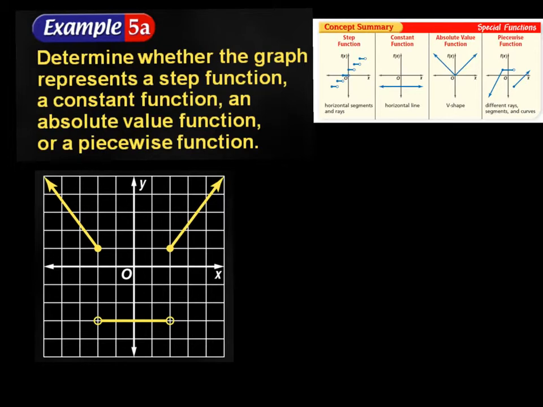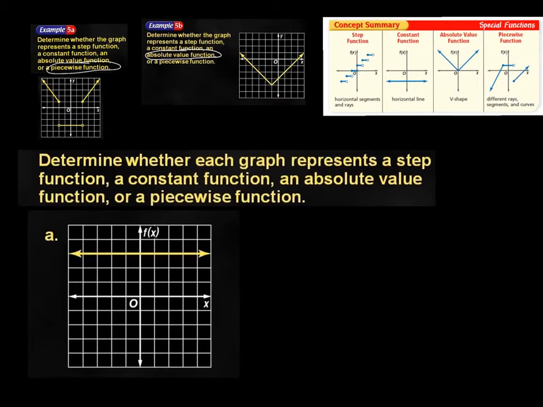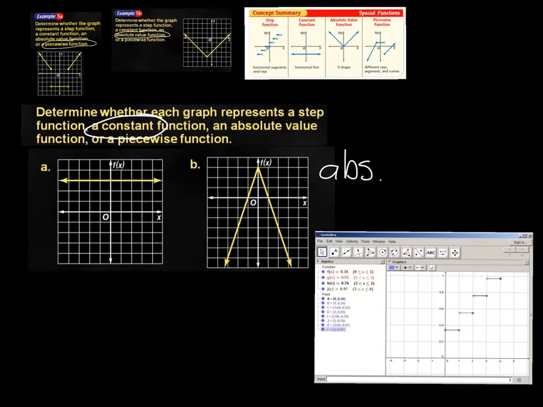Well, this one's in pieces, so it is definitely piecewise. This graph makes a V, so it looks like an absolute value graph. Straight line, so this would be the constant function. Oh, that's another absolute value. Where's the step function? Oh, well, there wasn't one in the PowerPoint for me to steal. So, hey, there it is. Brought in the one I made in GeoGebra.